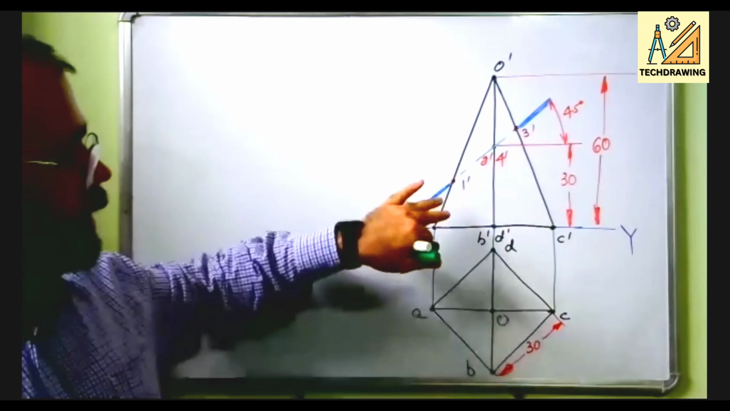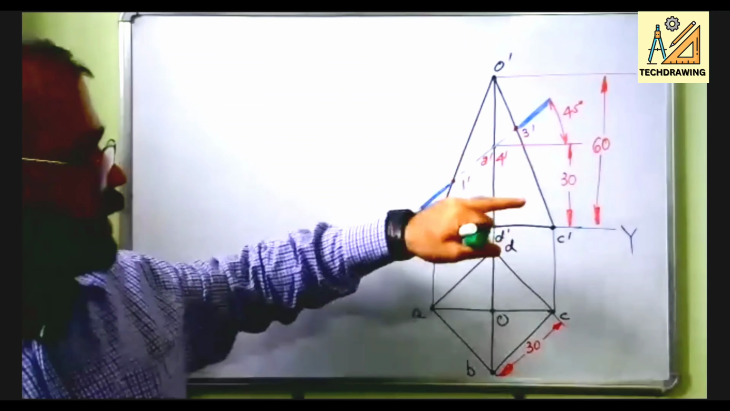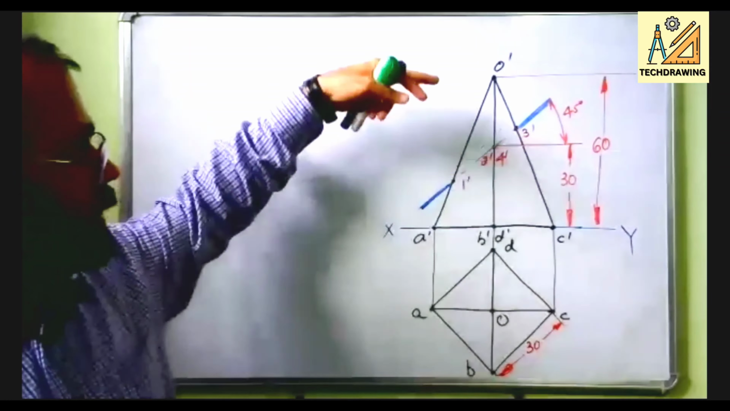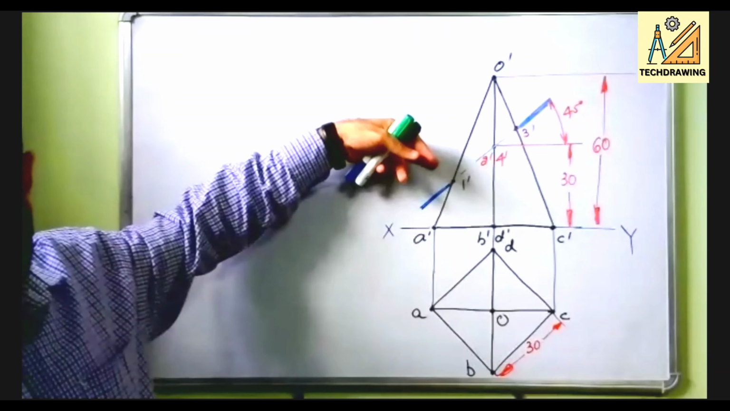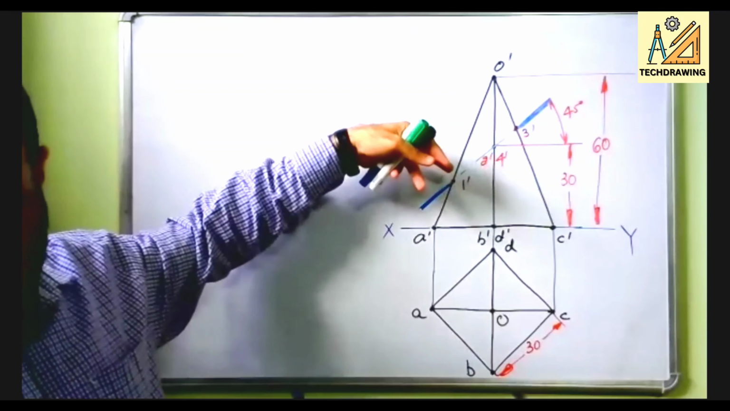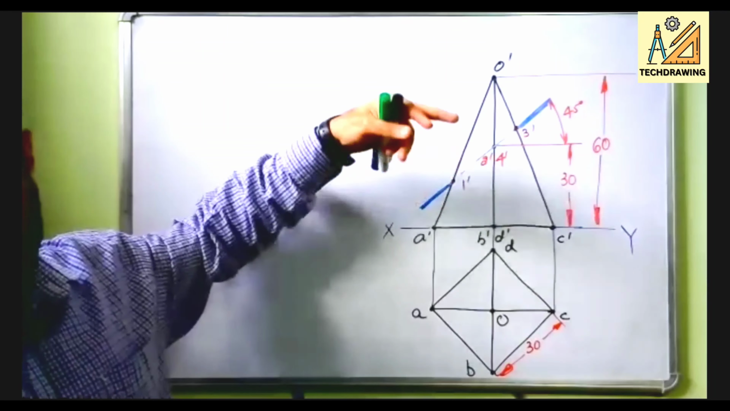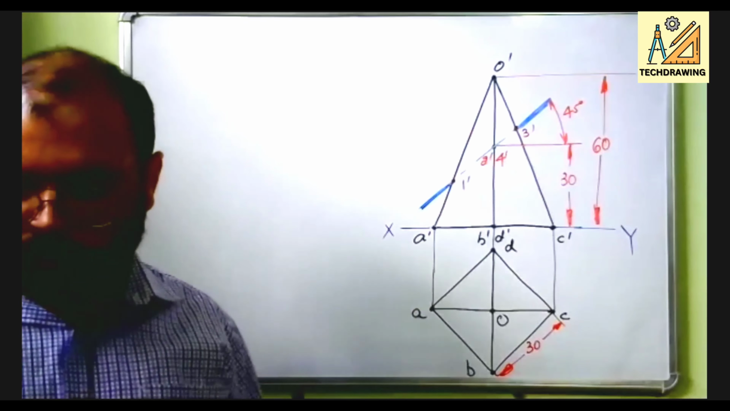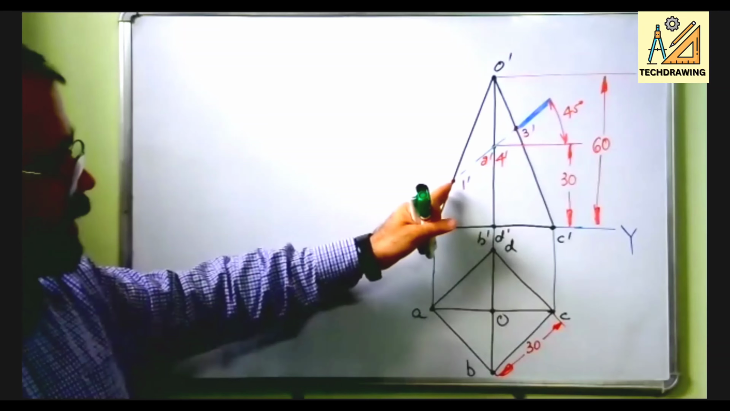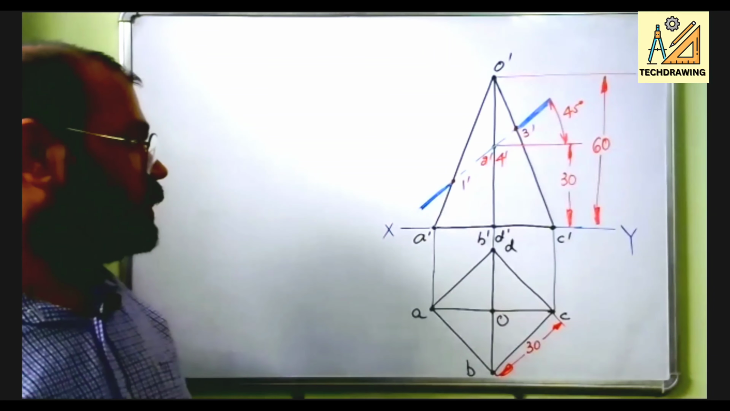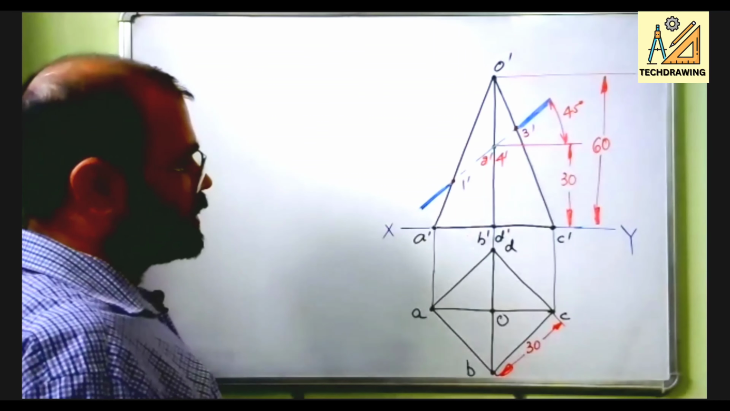So just see wherever this cutting plane will intersect the slant edges, there you will name them accordingly. Wherever it is intersecting OA, it will be 1 dash in the front view. Wherever it is intersecting OB, it will be 2, OC, it will be 3, and OD, it will be 4. Then from wherever these are intersecting the slant edges in the front view, from there you will draw projection lines.